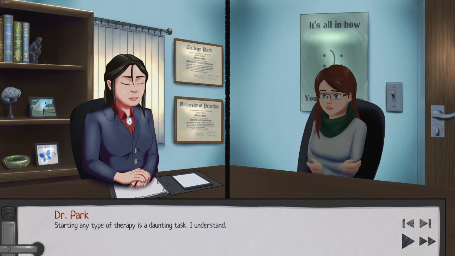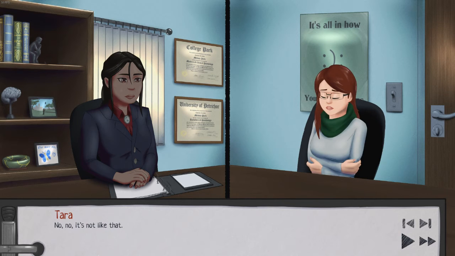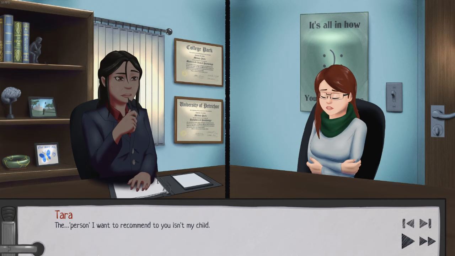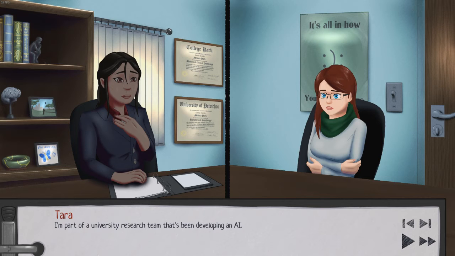Starting any type of therapy is a daunting task. I understand. No, it's not like that. The person I want to recommend to you isn't my child. I'm part of a university research team that's been developing an AI. We recently observed some unusual behavior, and we need someone with your background to analyze it.